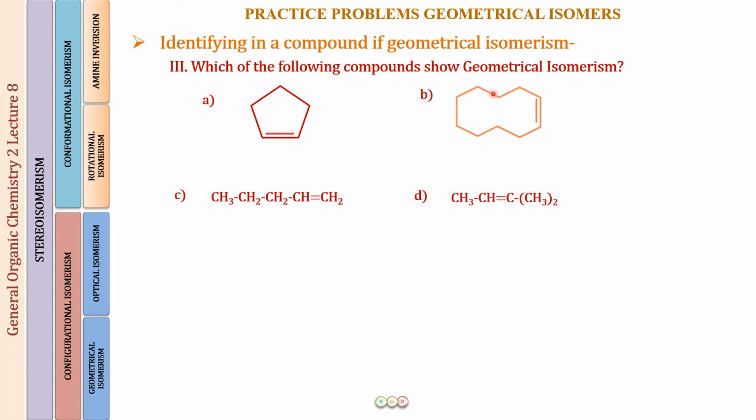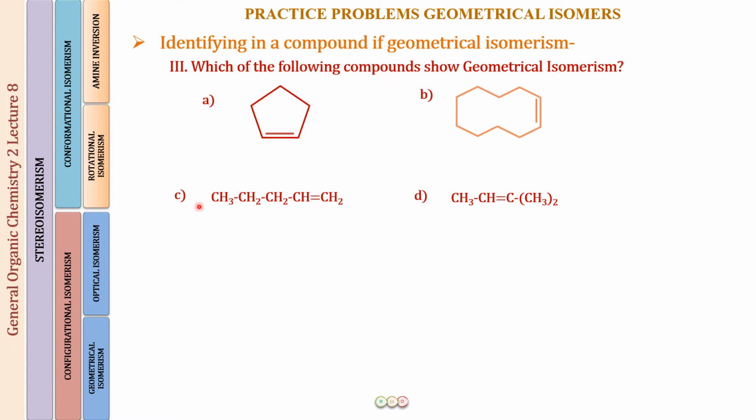But when you move on to choice B, if you count, this is going to be a 10-member ring, right? So this is cyclodecene. And in cyclodecene, again there is a double bond present. So again, all the conditions will be satisfied here, and because this ring has more than 7 members, we will be able to see a cis and a trans for this structure. So for B, geometrical isomerism is going to be possible.